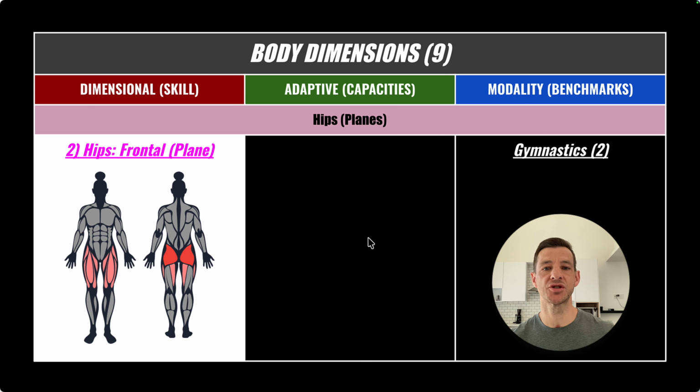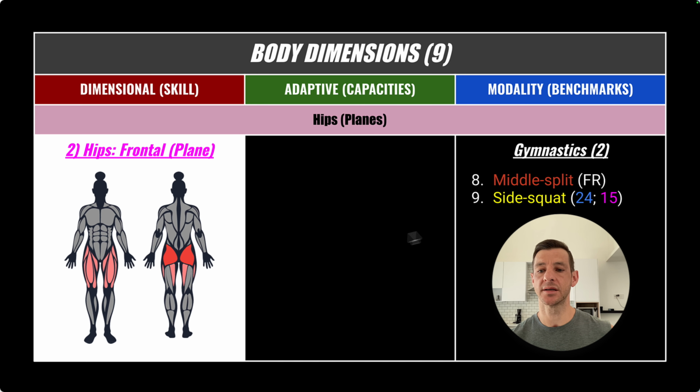Okay, so for our first two benchmarks, there are only two in this dimension. They fall under the gymnastics modality category. We have number 8, the middle split, which is a mobility benchmark. And number 9, we have the side squat, which is a strength benchmark.